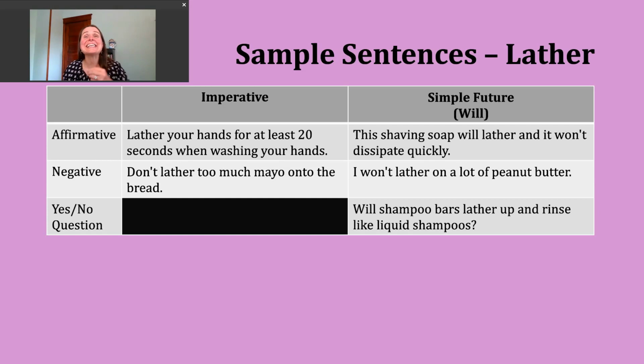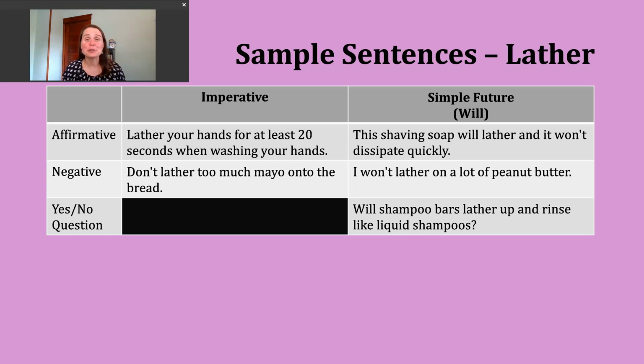Now, if you want to make a negative imperative, so here we're telling someone not to do a particular action, you can begin your sentence with do not or don't, and then the base verb. Here's another example. Don't lather too much mayo onto the bread, right? So this is referring to another condiment, right? So here, maybe someone doesn't like it too thick, right? So we're telling them what to do. Don't put a lot, okay?